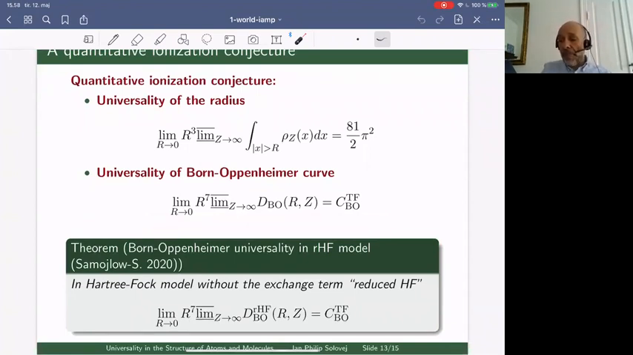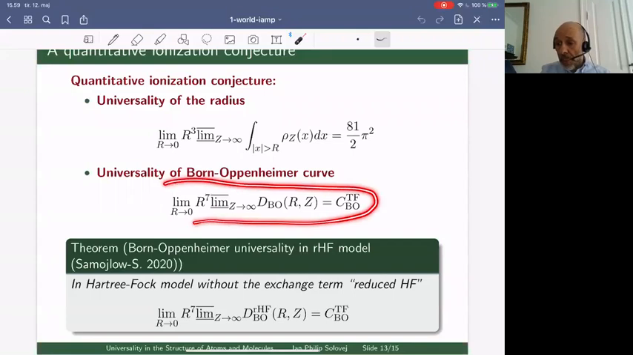In a recent paper with a PhD student, we actually proved this, but not for Hartree-Fock theory. We couldn't get it to work for Hartree-Fock theory. We had to look at a somewhat simplified model where we removed the exchange term. So in Hartree-Fock theory without the exchange term, we were again able to prove this quantity.